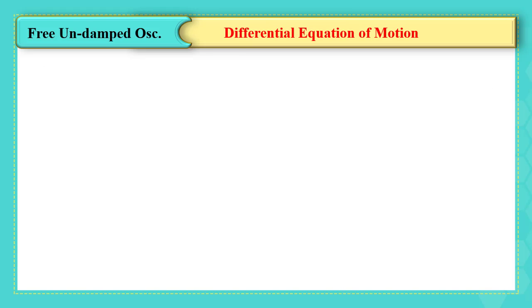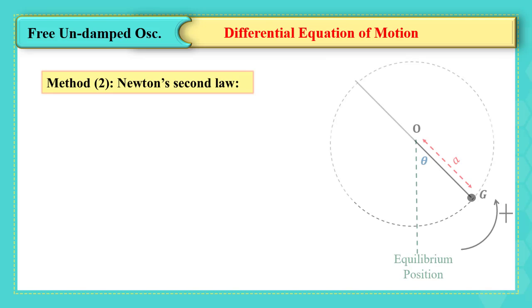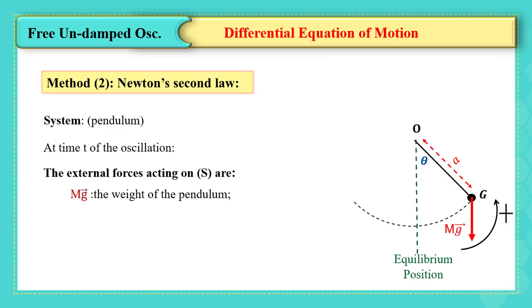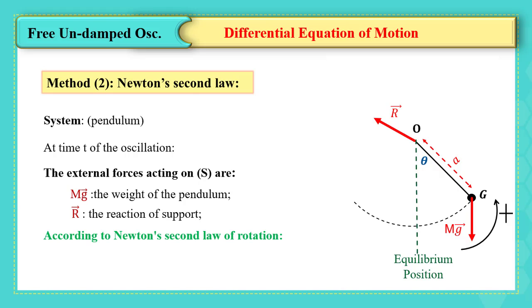Now remind me with the second method. Yes, it is Newton's second law. Choose the system. It is the pendulum. What are the forces acting on this system? The weight mg, which is vertically downward and starting from the center of mass, and R vector, which is the reaction of support. According to Newton's second law for rotation, we have sum of moments equals I theta double prime. Then let's write the moment of each force.